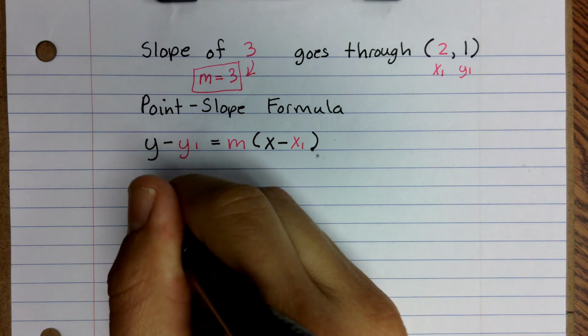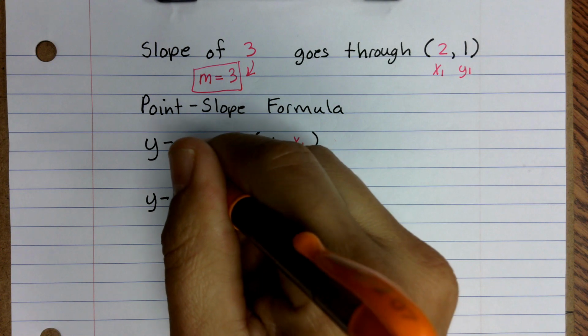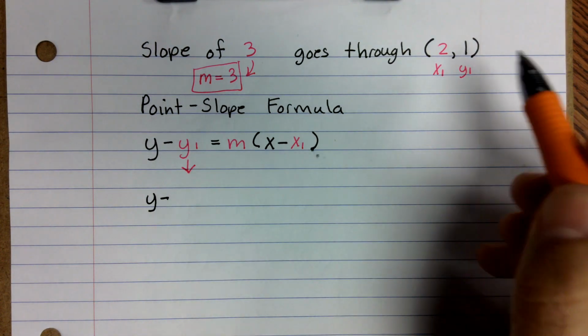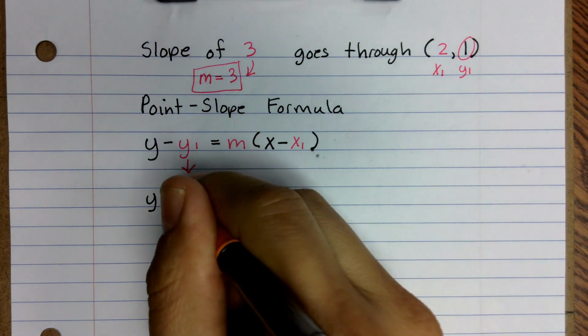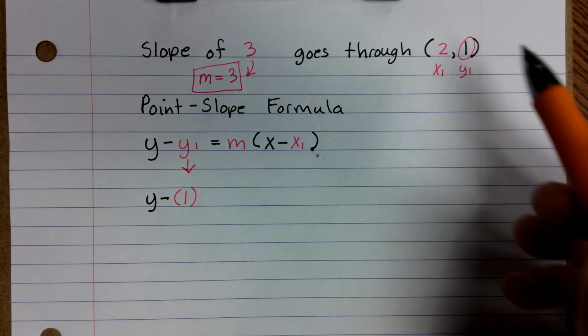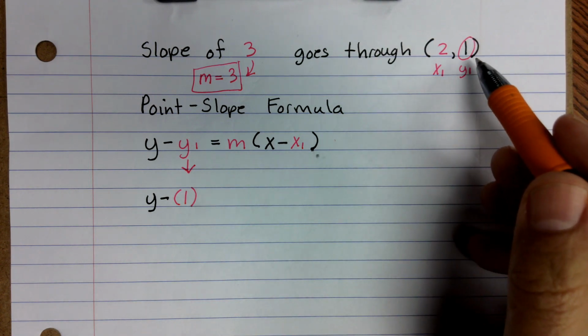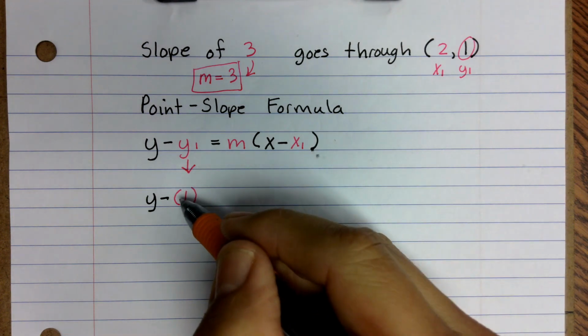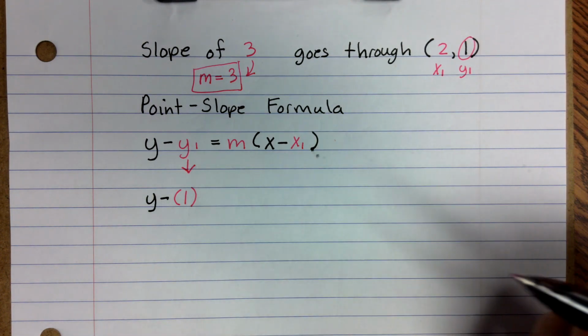So I'm going to rewrite this. I'm going to go ahead and put y minus, and for y1 I'm going to substitute my y1 value, which happens to be positive 1 according to the ordered pair they gave us. I am going to put it in parentheses, and I say always put it in parentheses when you're substituting for a variable, because in this case if this was negative 1 I would have a negative sign inside of here as well, and then a negative times a negative will give me a positive.